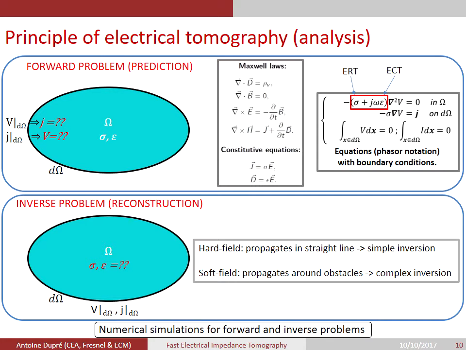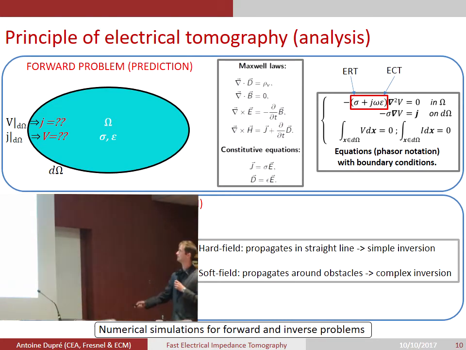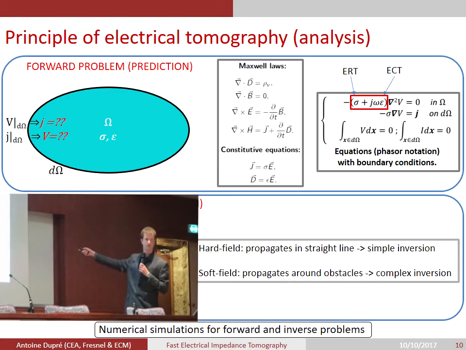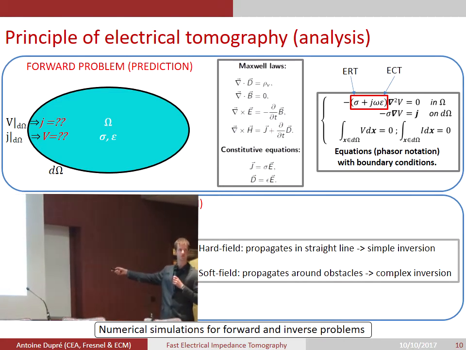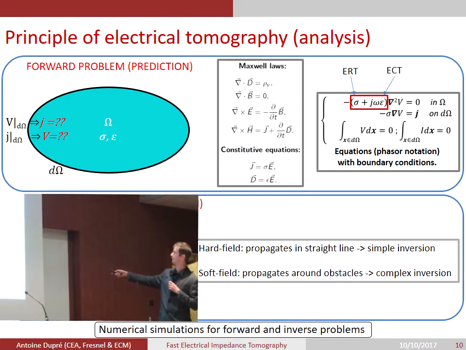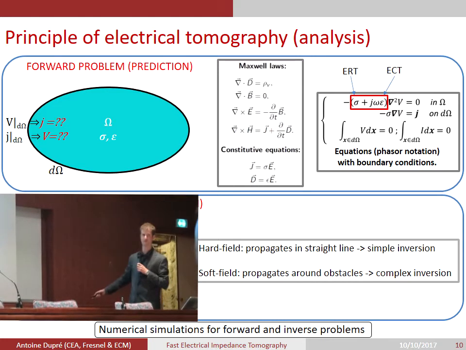So in terms of signal analysis, the principle is the following. The first step is the forward problem, which is to predict what will be the system response to an excitation set on the boundary given the electrical properties of the object. For that, we will use the Maxwell laws for electromagnetism, and the constitutive equations for the material properties. Combining them, we end up with the equations for electrical tomography.